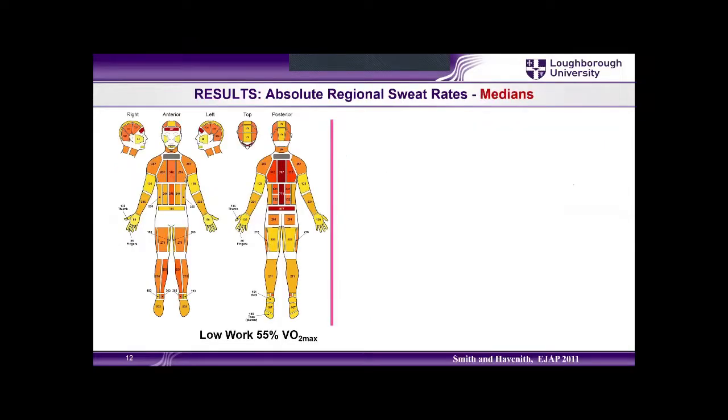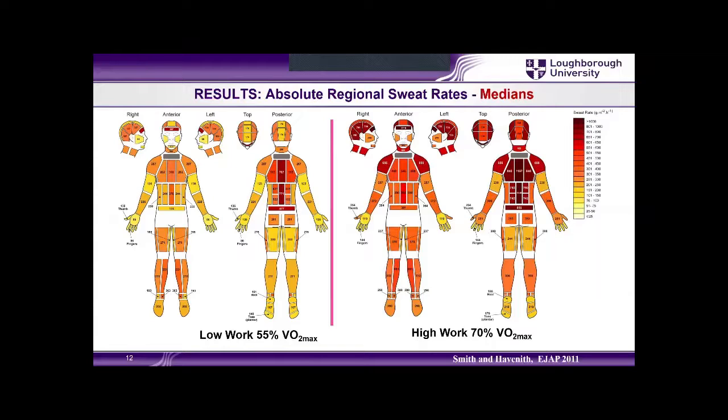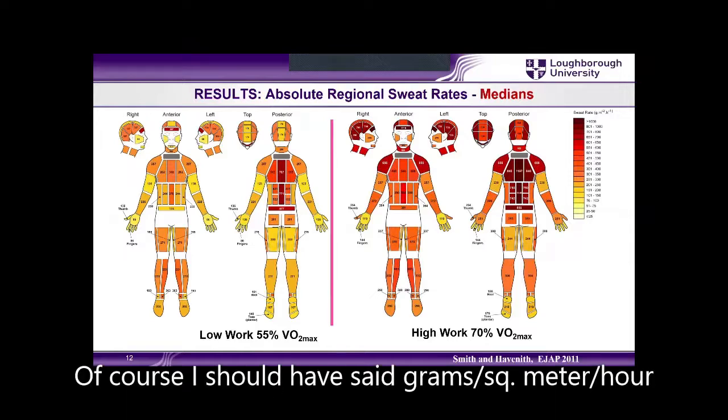So let's look at some results. This is the result for the low workload, and I'll put straight away one up for the high workload. You see there's quite a big variation in distribution, with sweat rates from the forehead at the high work rate around 1700 grams per hour, in the central back, so the spine, around 1200 grams per hour, going all the way down to places like fingers, 144 grams per hour. So a huge variation in sweat rate across the body.